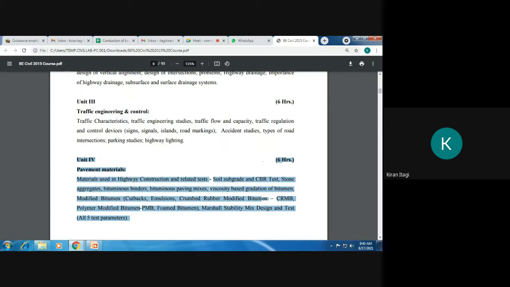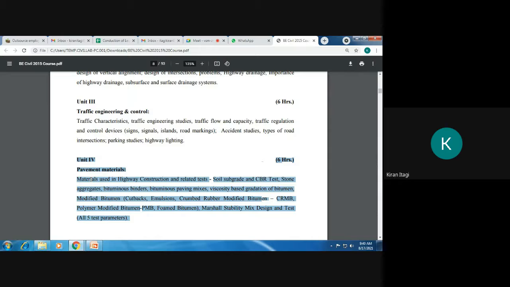Similarly, for construction of the road also we have a number of materials required. There are two types of road. One is the flexible road, or bitumen road, or asphalt road, or tar road, and another type is the CC road, or cement concrete road. For construction of these two types of roads, what are the materials that we require? All that we will learn about in the fourth unit.